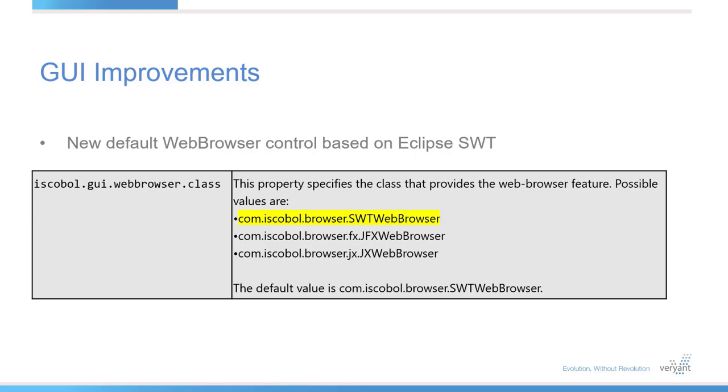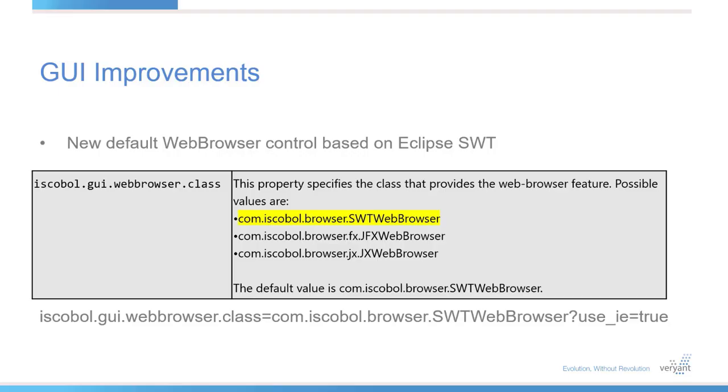Now the new control is built on Eclipse's standard widget toolkit, the SWT, and it requires Java version 17 or later. If you prefer other options, the JFX web browser and the commercially available JX web browser are still available. You choose them with this variable.